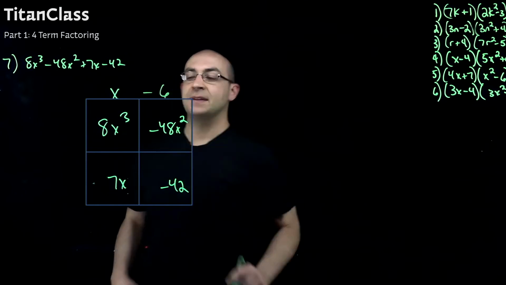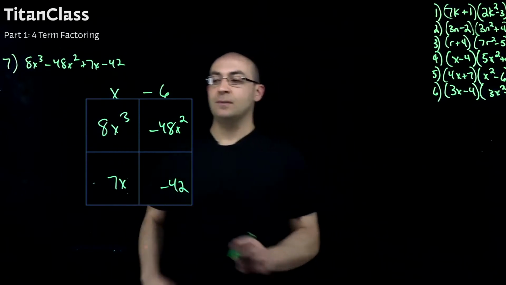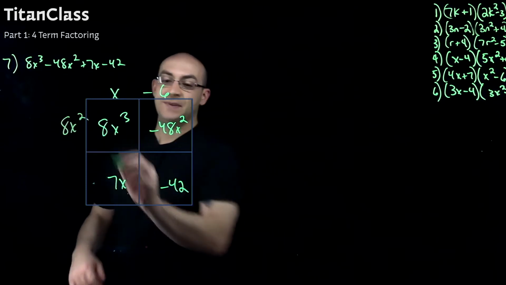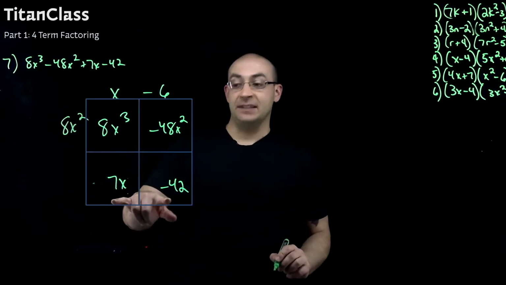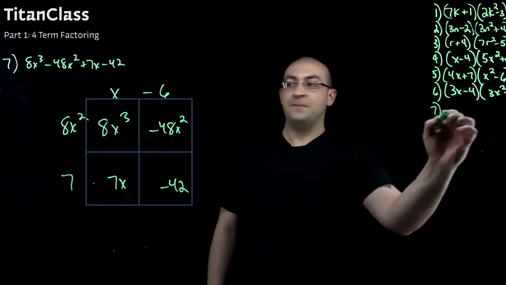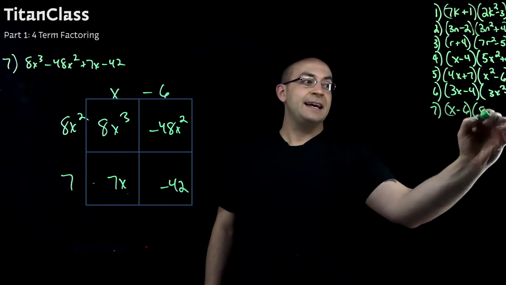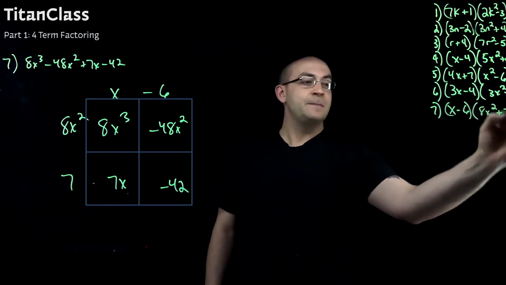Negative 6. Here and here, I can divide by 8 on both of them, so 8x squared comes out. And then here and here is going to be my 7, right? I got a 7 out of both of those. So we've got our factors for number 7. We've got an x minus 6, and we've got an 8x squared plus 7.